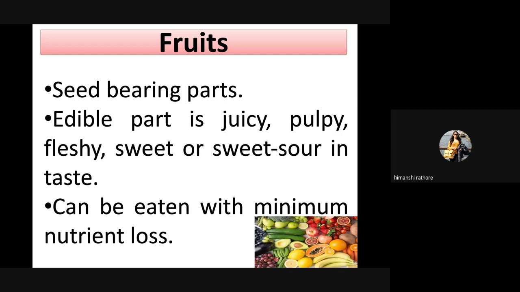So fruits are very good for our health, and they can be eaten with minimum nutrient losses because fruits are eaten as such. They do not require any kind of cooking or processing. You can just pluck it from the tree or the plant, wash it and have it. So the nutrient losses are 0% because you are having it as such. So this is the reason why fruits provide you most of the nutrients available in them. So try to add them to your daily diet.